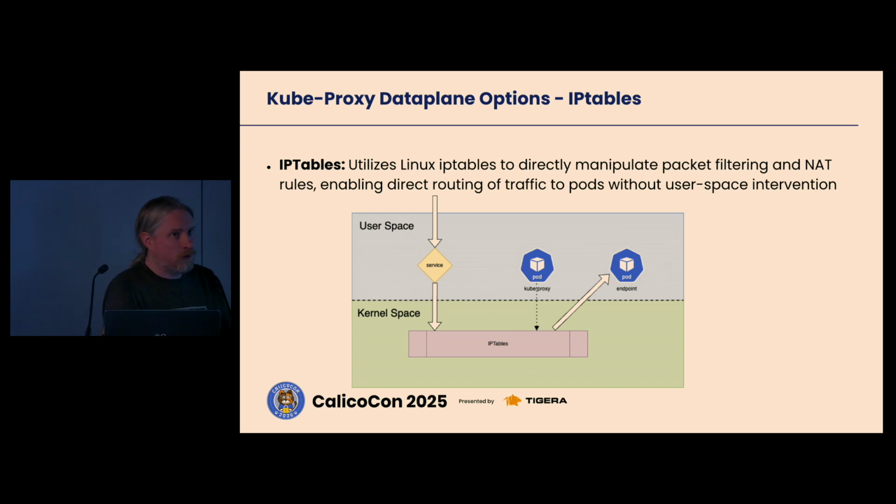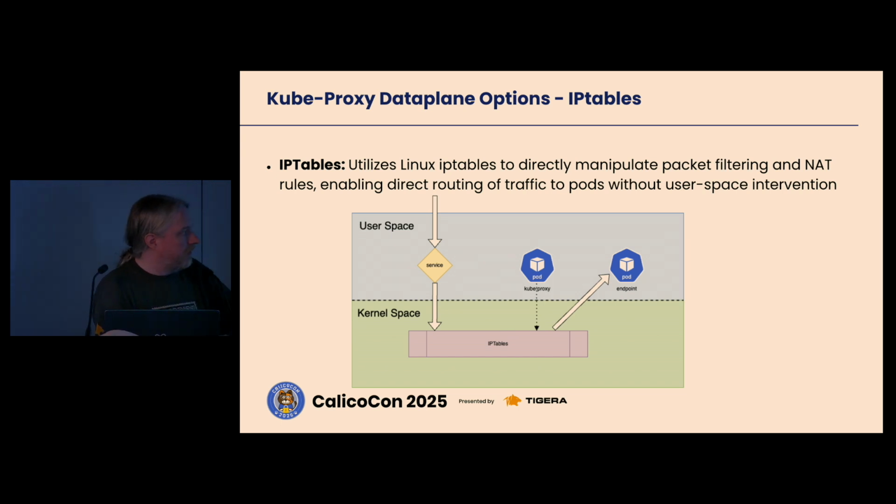Before Kubernetes 1.29, we essentially had two options: iptables and IPVS. With iptables mode, traffic comes in from the outside or within the cluster, destined to a service IP address. Kube-proxy programs the iptables data plane to match that destination service IP address and then shift it off to an endpoint.